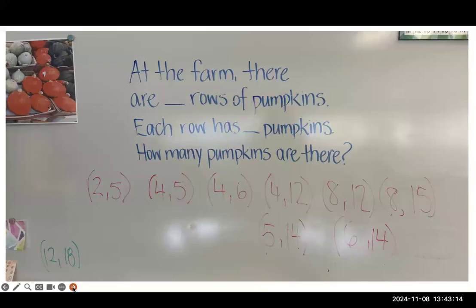So in this example, on the board, I said, at the farm, there are blank rows of pumpkins. Each row has blank pumpkins. How many pumpkins are there? So there's the rows, that's how many groups, and then each row, that's how many in each group, and then how many pumpkins are there. And you can see below, I've given the students lots of choices. So that first one, that bracketed pair, would be 2 and 5. So that would be 2 rows of pumpkins, and each row has 5 pumpkins. And so they might choose that.